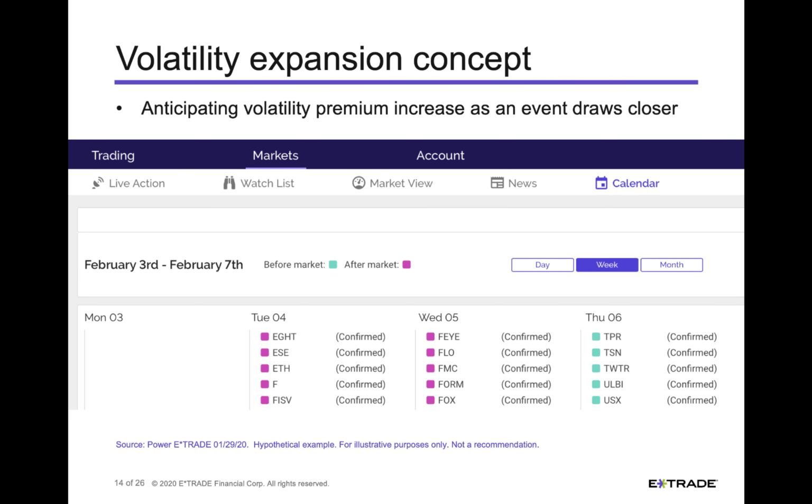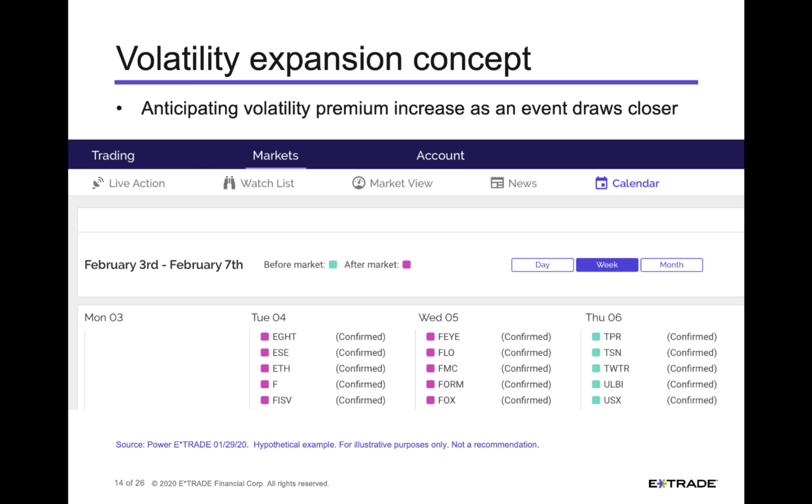So let's get into that. Let's start with a volatility expansion concept. When do we anticipate that volatility is going to expand? As we get closer to that binary event, it would make sense, though it's not always the case, that options people begin to, I guess you can say, place their bets.